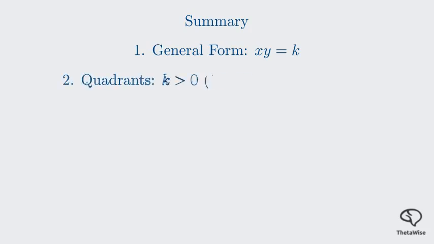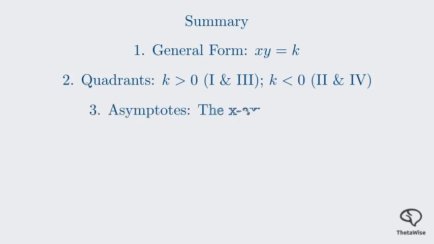Let's summarize everything we've learned about rectangular hyperbolas. Mastering these concepts is key to success in algebraic graphing. First, the general form of the equation is x times y equals k, where k is a constant. Second, the sign of k tells us which quadrants the graph will be in. A positive k means the first and third quadrants, and a negative k means the second and fourth quadrants. Third, the x-axis and y-axis are asymptotes. This means the graph approaches them but never touches or crosses them.